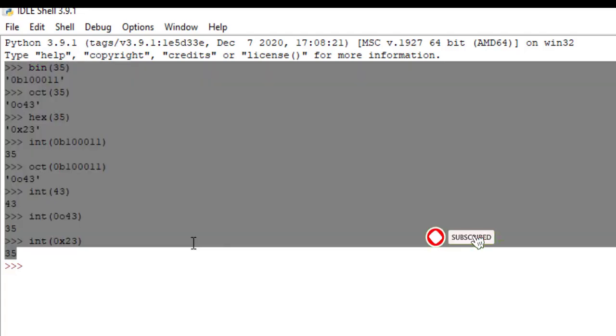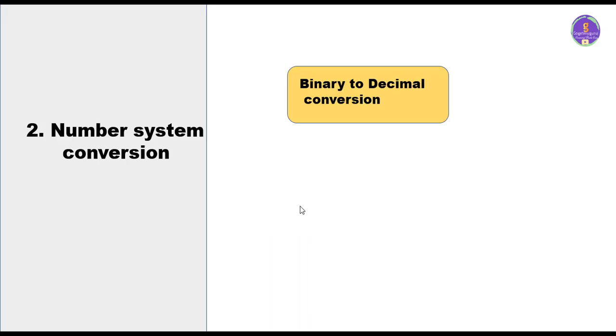So by using these inbuilt functions, we can convert one number system to another number system. So now we know how to convert number systems using inbuilt functions in Python. Now let's understand how actually the conversion happens, given a binary number into a decimal number. So we'll take the same example, 100011. So how can you convert this to decimal? The decimal equivalent of this binary number was 35. Let's see how we get 35.